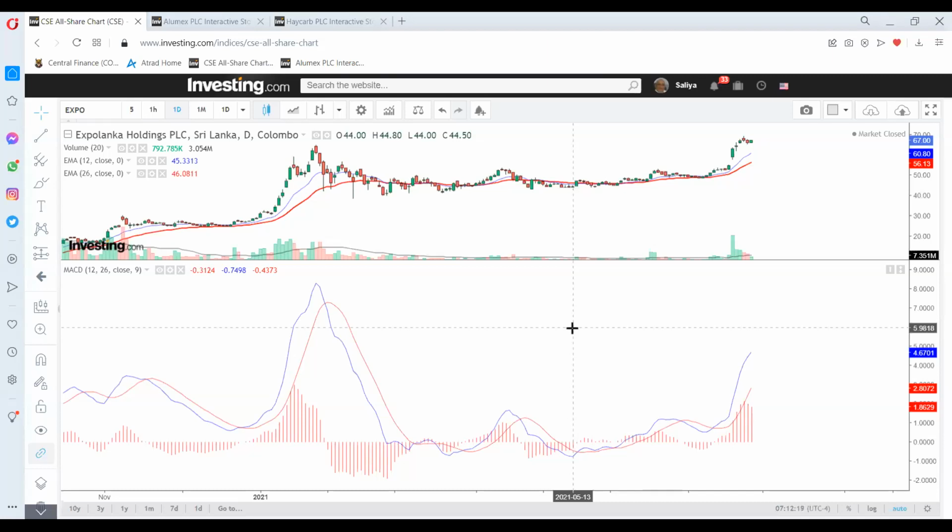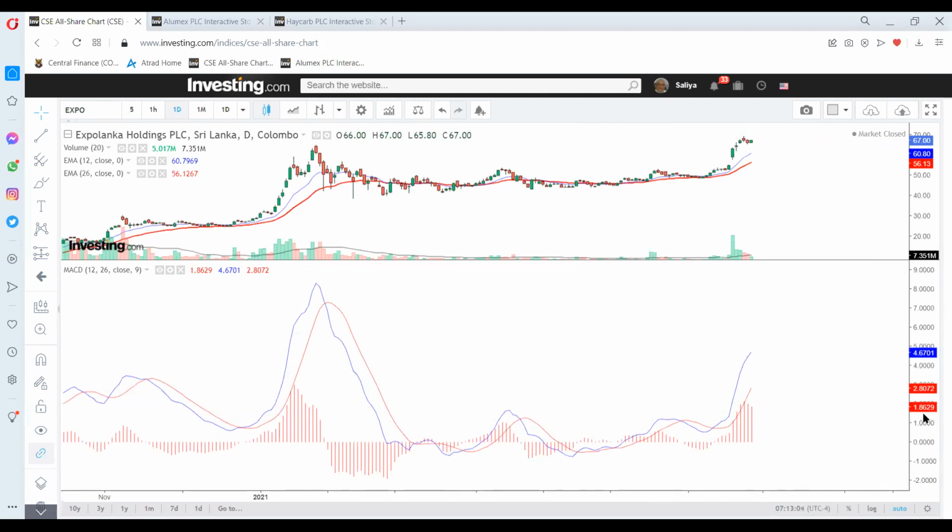So we have to understand that the signal line is the 9-day exponential moving average of the MACD line, right? Not the price. Now, when we are taking the moving averages, we take the 12-day or 26-day moving average of the price. In the case of the signal line, it is the moving average of the MACD line itself, right? So that you can see, and even here you can see 1.8629.